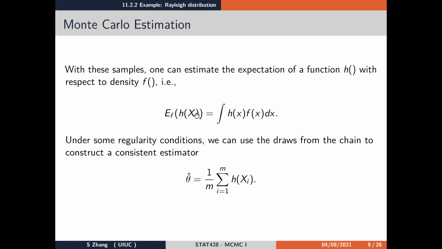the expectation of h(X). Let's denote it by theta hat, which is the familiar Monte Carlo estimator you have seen in earlier weeks. This is the sample mean of the h(x_i) across a total of m iterations. In this case, the x_i's are our draws from the Metropolis-Hastings Markov chain.